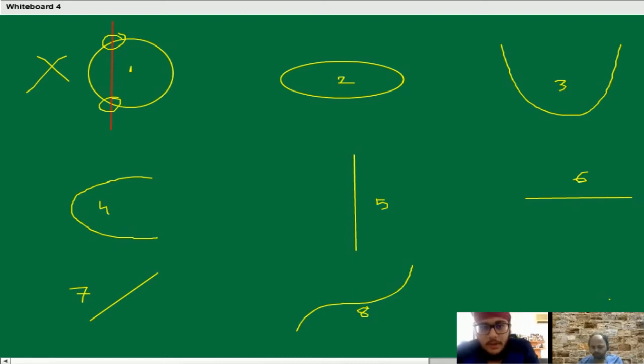Yes, sir. This is also not a function, because it's the same as the first one. The two lines are meeting each other at this part. So we need to remember, Manu, one single line, not two lines. One vertical line. The line has to be vertical.